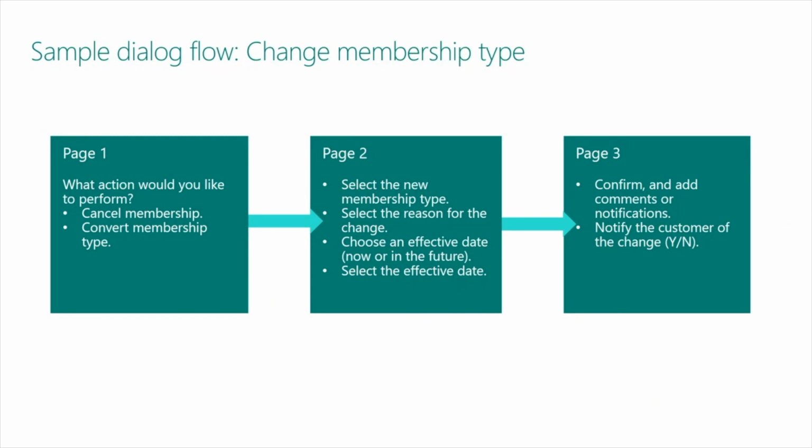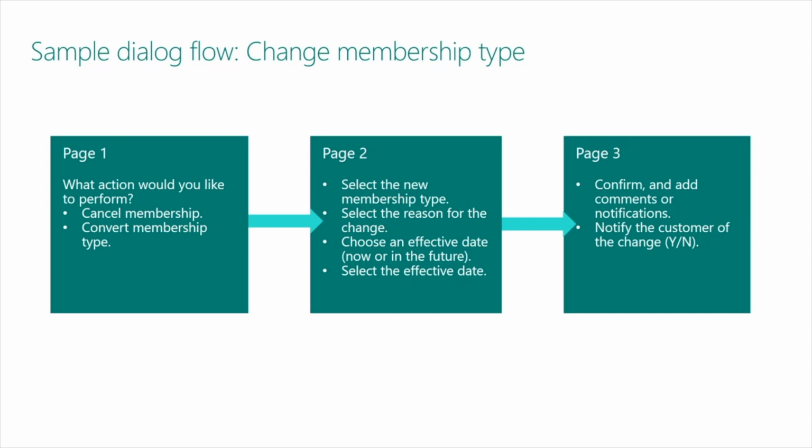So what I'm going to do now is take a few examples and walk you through some of these replacement options and how they would typically fit. So if I look at the process dialog, one example here is a change membership type. So let's say, for example, that you have a gym, a fitness center, and you have members.